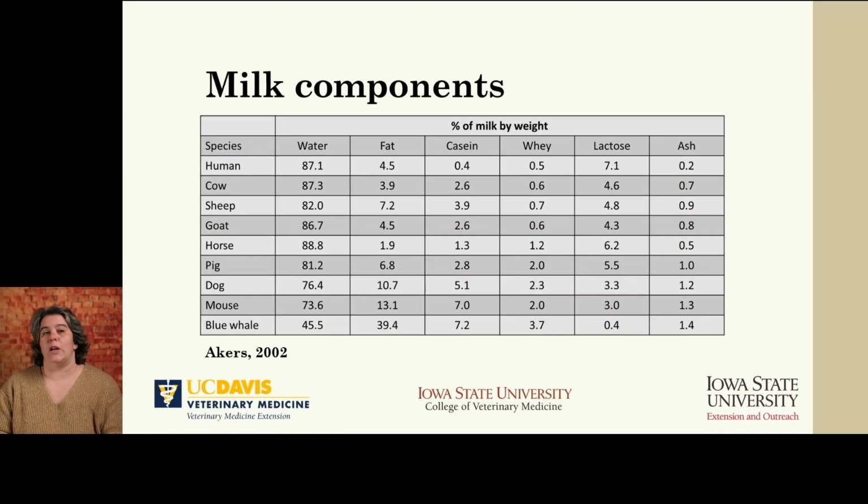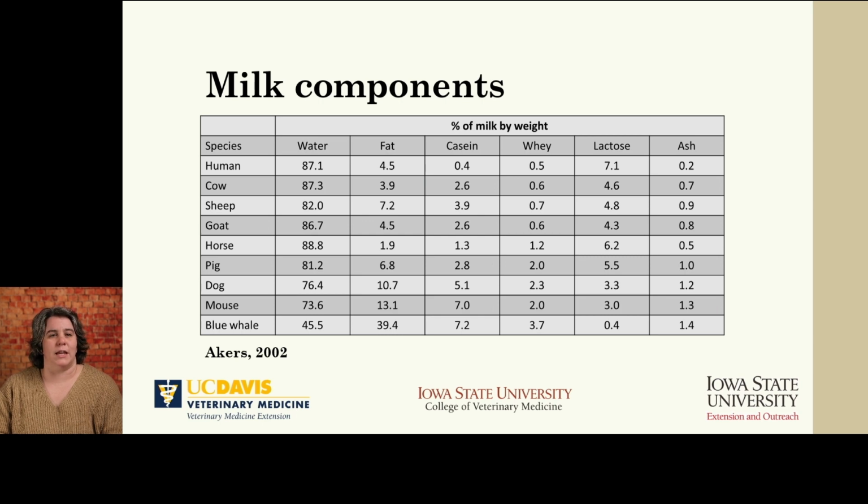Milk components will vary quite a bit by species, and I have a few examples here of different species of mammals that make milk. All mammals make milk, but here are some different examples of milk components in different mammals. You can see there's quite a bit of variation in milk fat, the different types of milk protein, as well as lactose, and ash is just the mineral content of milk production.